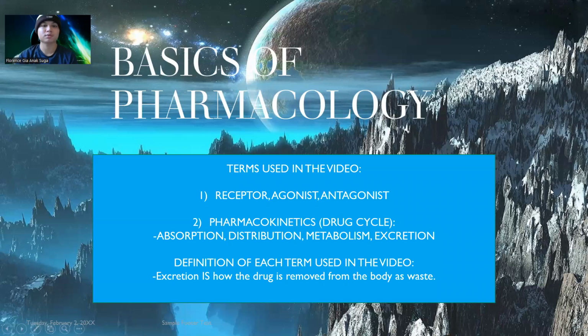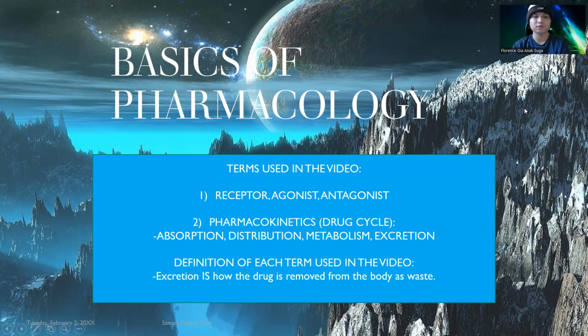Today the topic that I'd like to share is the Pharmacology 1 individual video presentation. The basics of pharmacology. What are the terms used in the video? Based on the video, they are the receptor, antagonist, and agonist. The pharmacokinetic drug cycle involves four stages: absorption, distribution, metabolism, and excretion. The definition for the term used based on the video given is excretion. Excretion is how the drug is removed from the body as waste.